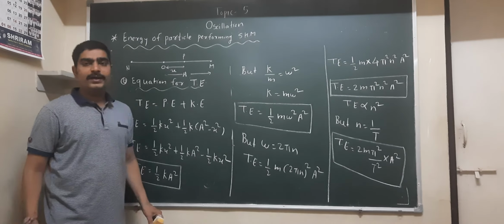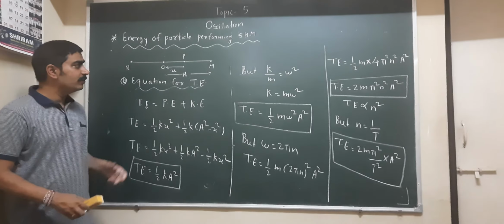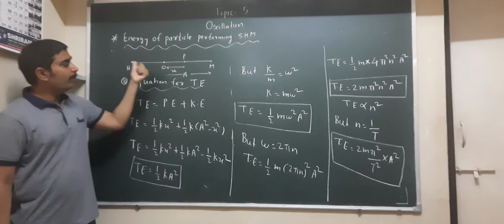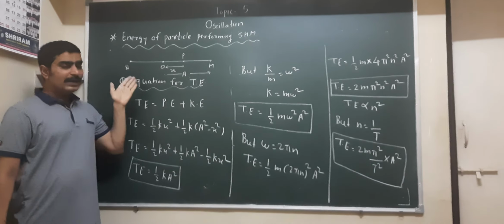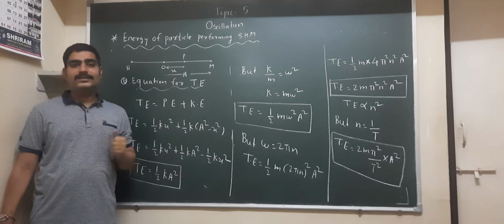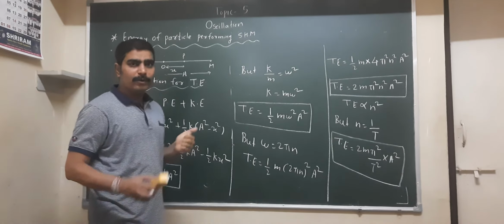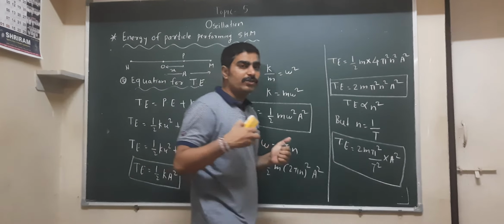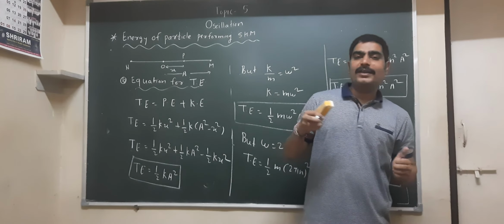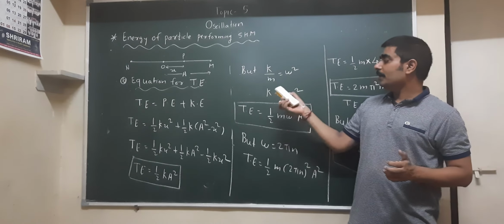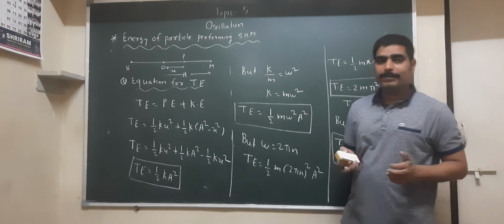Friends, today we have seen the equations for a particle performing SHM. In that, we have studied three different cases: the equation for the potential energy, the equation for the kinetic energy, and the equation for the total energy of a particle performing SHM.